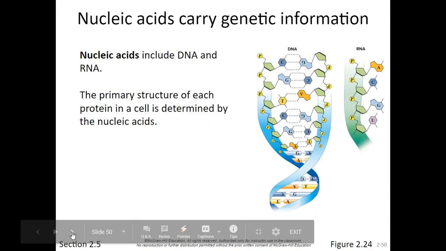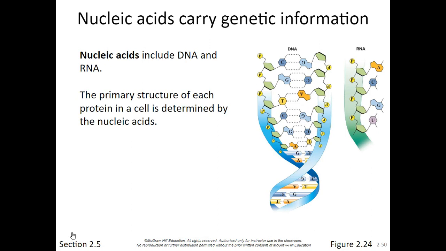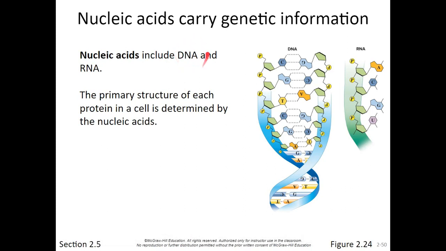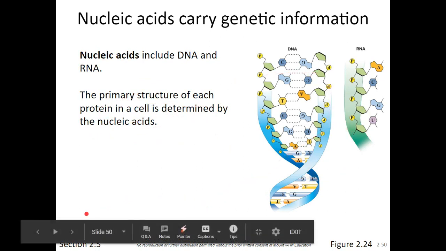Another type of macromolecule is nucleic acid. In my previous lecture, I did not explain what DNA is: deoxyribonucleic acid. That is our genetic material, and RNA is ribonucleic acid. These are the nucleic acid substances present in our body. The primary structure of each protein in the cell is determined by its nucleic acid.